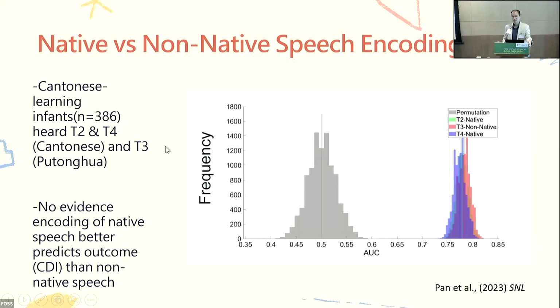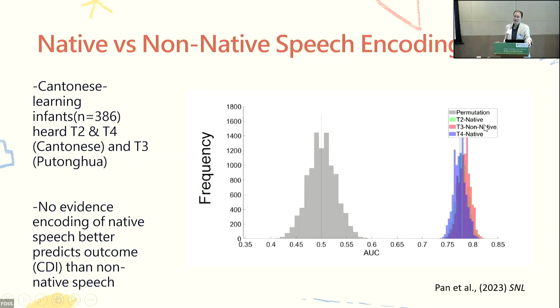All of our infants, so here I show you data from 386 subjects, they were all Cantonese learning. In other words, tone 2 and tone 4 will be native to them. Tone 3 would be non-native to them. And so what we're able to do is to construct a predictive model to see if the native speech categories predicted language development better than the non-native Putonghua tone 3. Does that make sense?